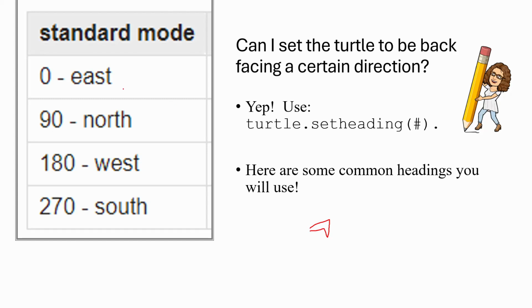These are the common values. So east is 0, north is 90, west is 180, 270 is south. I know those are kind of weird numbers. However, they are mathematically based. So if I wanted him to go to the north, I would put a 90 in here and he'll immediately just go, okay, I'm going to point north. So that is how you can make it go back to a certain direction.